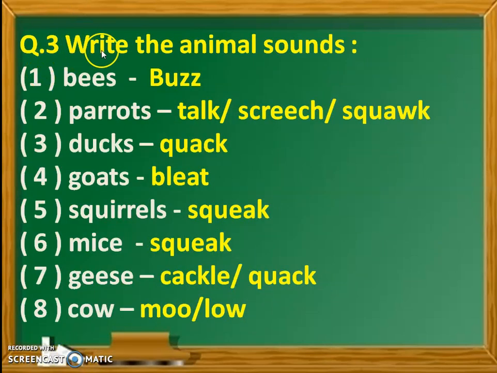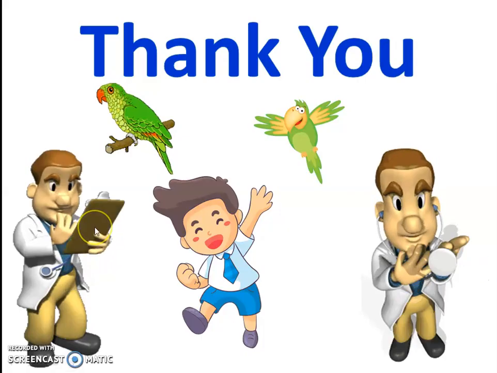Question number 3, write the animal sound. First, bees, birds, parrot can talk, sneeze and quack. Duck, quack; goat, bleat; squirrel, squeak; mice, squeak; geese, cackle or quack; cow, moo or low. In this way we are learning this lesson.